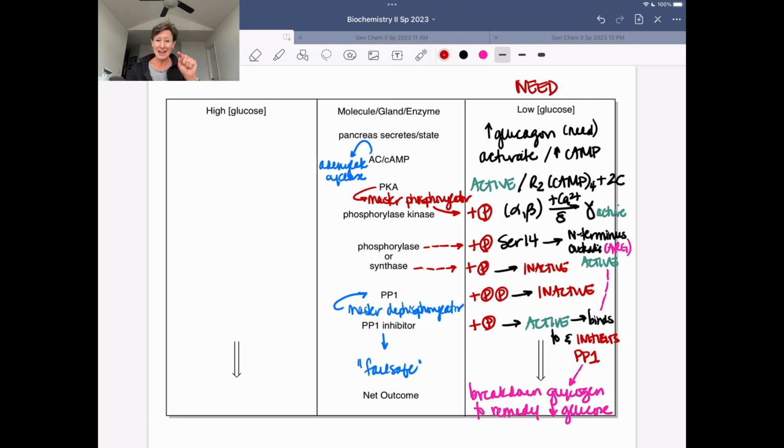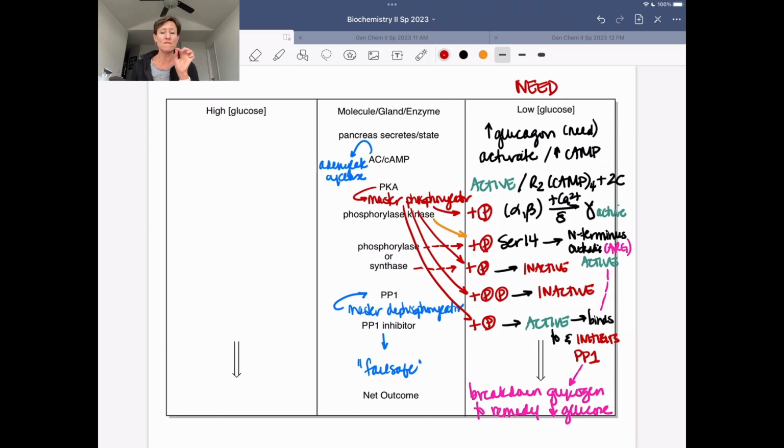So we're going to have PKA phosphorylating phosphorylase kinase, right? Now, phosphorylase kinase is who phosphorylates phosphorylase. So changing color here, phosphorylase kinase is who is going to phosphorylate phosphorylase, okay? But all of these other phosphorylation steps happen with PKA.